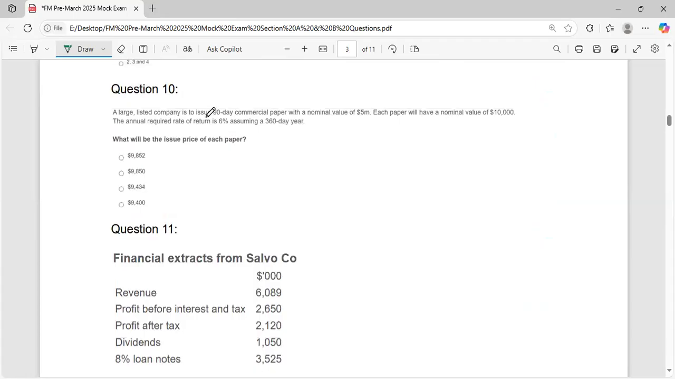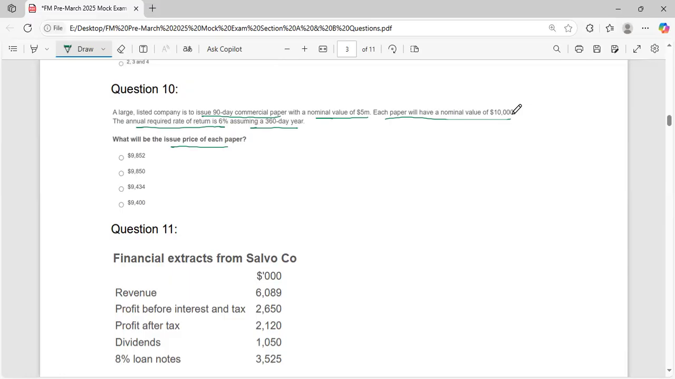A large listed company issued 90-day commercial paper with a nominal value of $5 million. Nominal value means book value. Each paper will have a nominal value of 10,000. So we can calculate number of papers by dividing 5 million with $10,000. Annual required rate of return is 6%, which can be considered as cost of debt or effective rate of interest or market interest rate. Assuming 30-day period, what will be the issue price of each paper? So what will be the issue price?